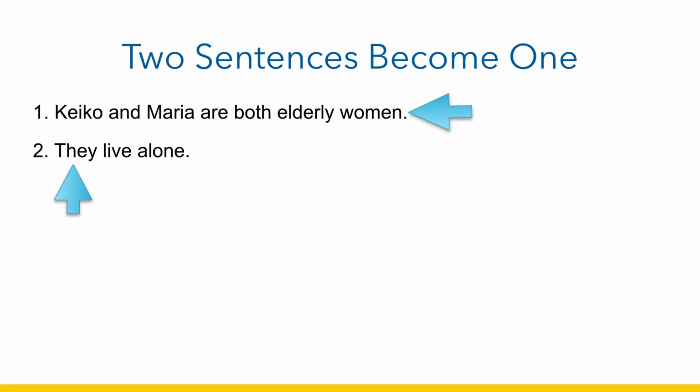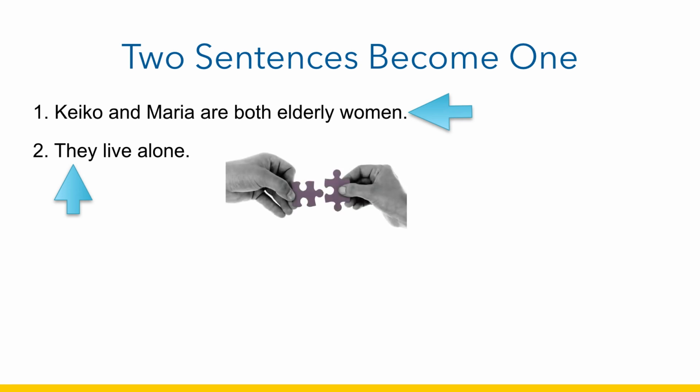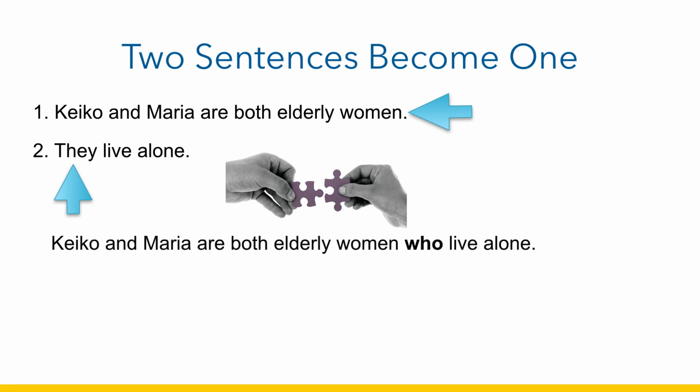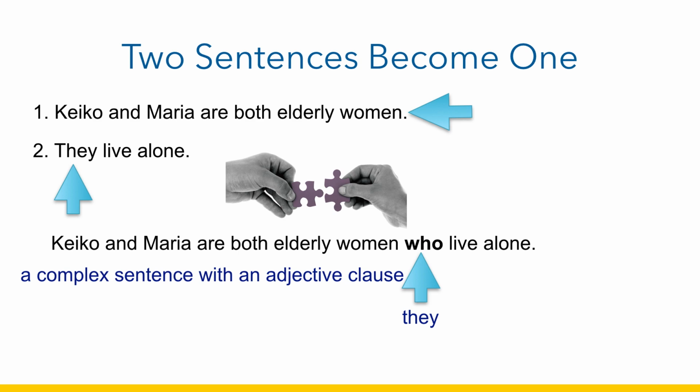Remember, when you're writing, you want to connect ideas when it's possible. This is good writing. So, to do that, we can connect these two sentences by forming an adjective clause. We simply replace they with who. Who equals they. It's the subject of the adjective clause. Now we have one complex sentence with an adjective clause.